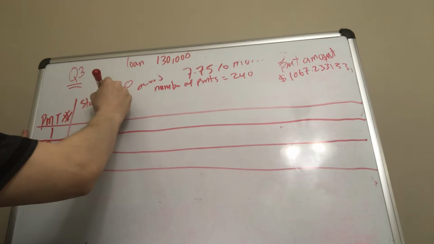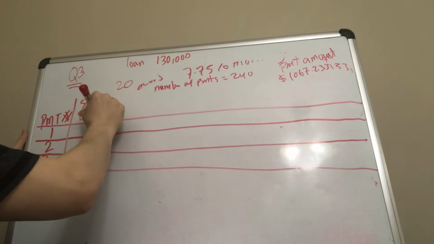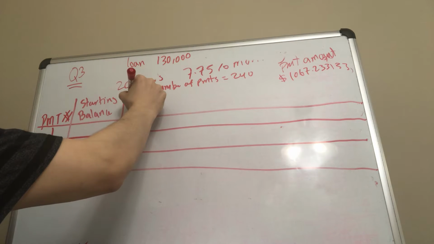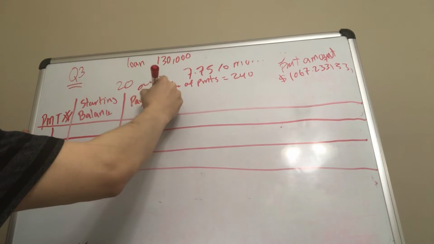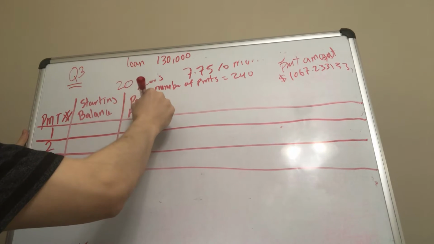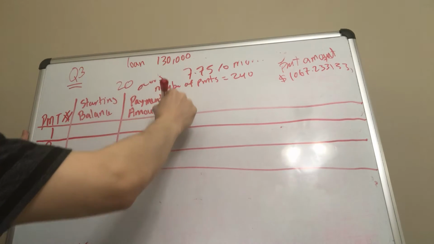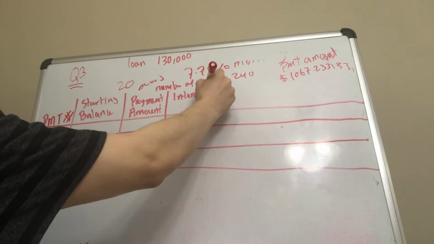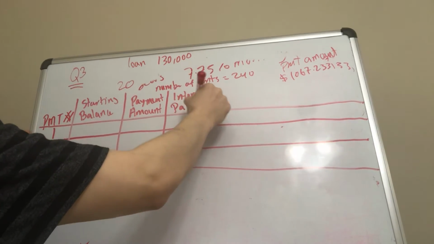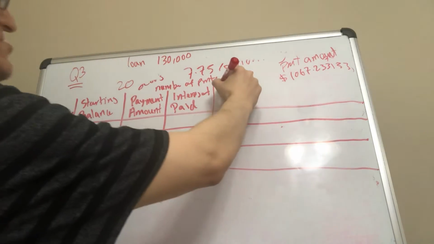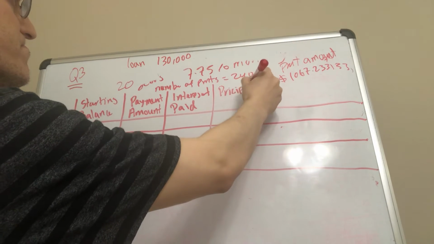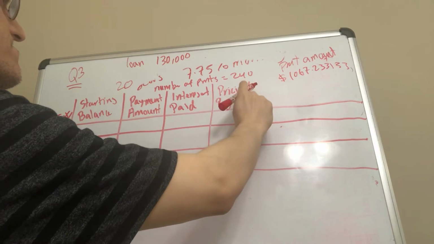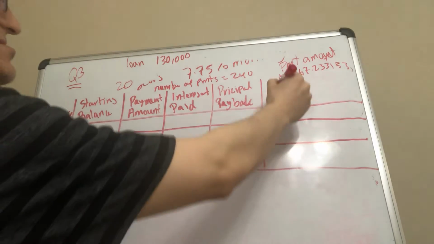Starting balance, payment amount, interest paid, principal payback, and closing balance.